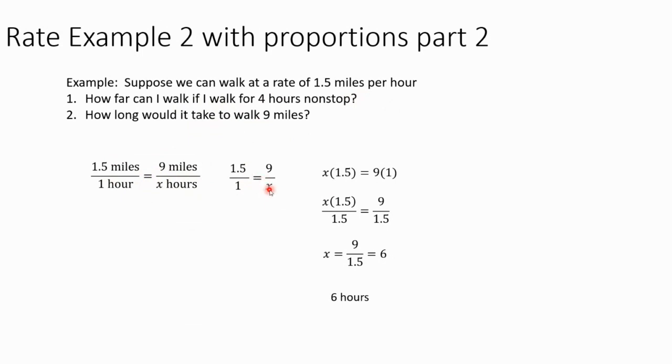And this shows the work again. You cross multiply, and you get x times 1.5 is 9 times 1. We solve for x by dividing. These are going to cancel. We get x is 9 over 1.5, and that's about 6 hours.